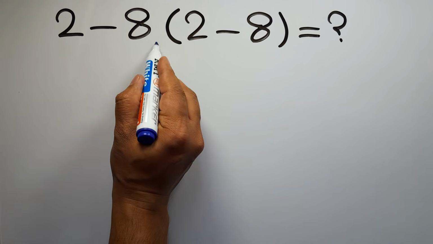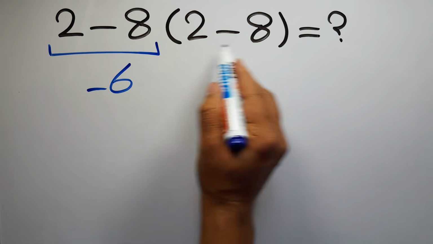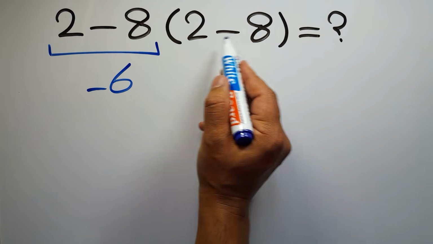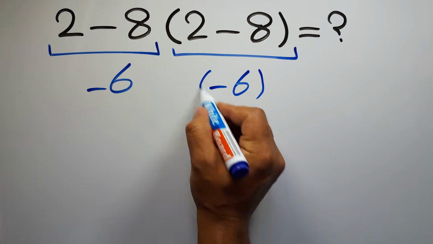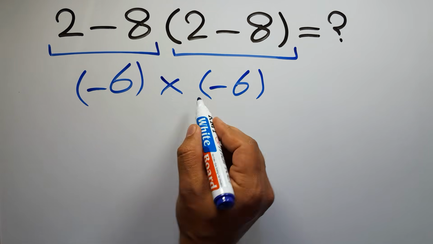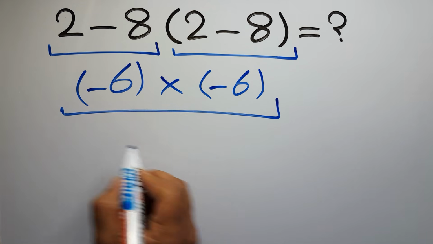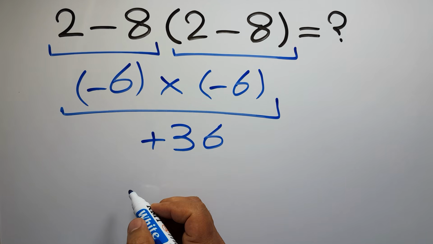2 minus 8 gives us negative 6. And again, here inside this parentheses, we have 2 minus 8. So negative 6 times negative 6 gives us positive 36. But this answer is not correct.